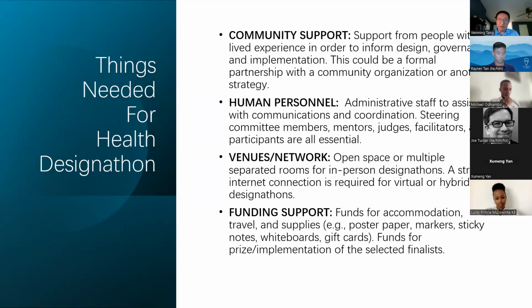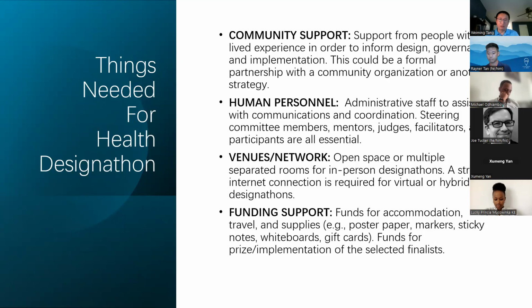When we start to prepare for a Designathon, there are several things that need consideration. We need community support, human personnel resources, a venue network, and funding support. For community support, in order to engage people, especially local people or people with lived experience, we want to engage them as key stakeholders. Sometimes we also want to work with local community-based organizations to help them contribute.